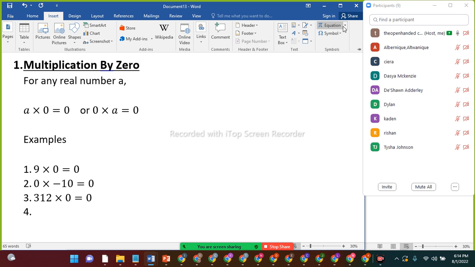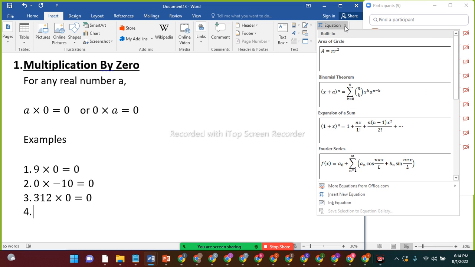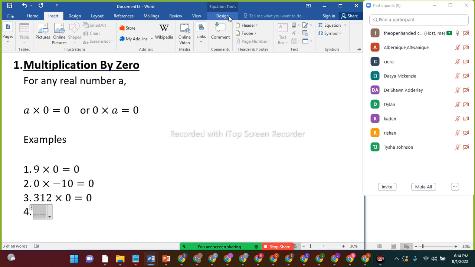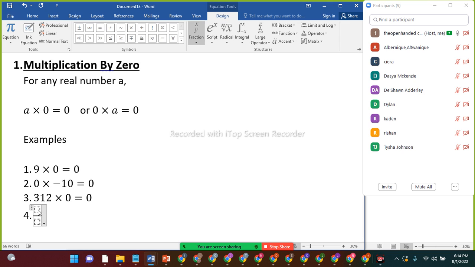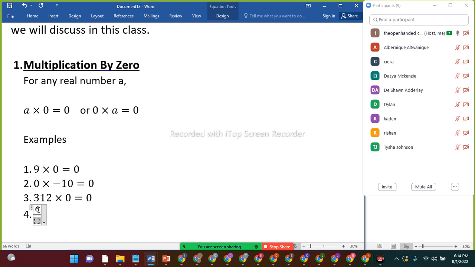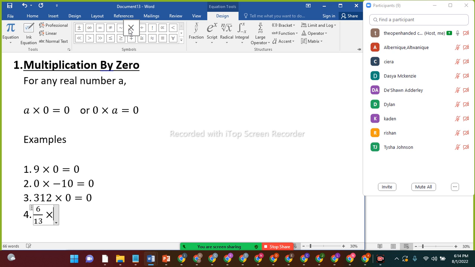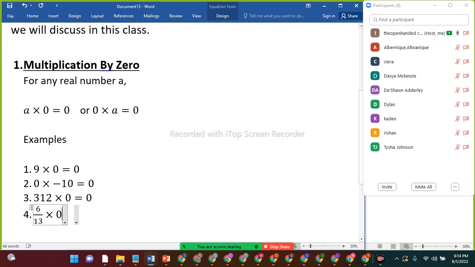What if I have, this one is for Miss Johnson, 6 over 13, and I want to multiply that by 0. What is the answer? I could barely hear you. Say it again. Try speaking into the mic louder. 6 over 13 multiplied by 0 is what? 0. Very good. Excellent.